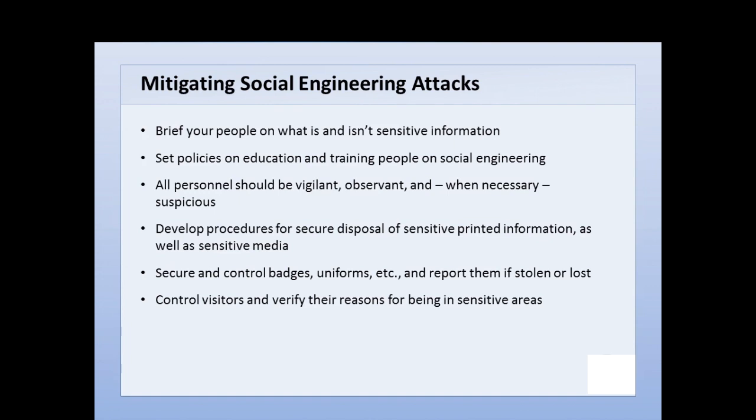Obviously, all of your personnel should be vigilant, observant, and, whenever it's necessary, suspicious. This could be suspicious of other people's actions, suspicious of events that don't look normal or don't seem normal, observant of things going on around them in their environment. The same car that drives around the parking lot repeatedly, stopping every now and then to take a picture. That's something your employees ought to observe and do something about.